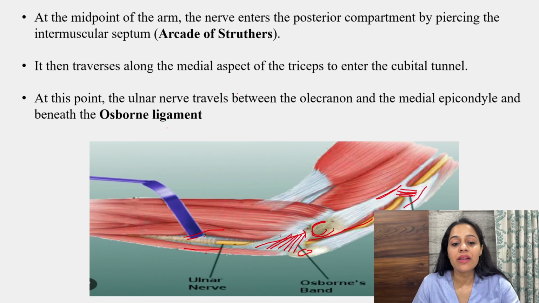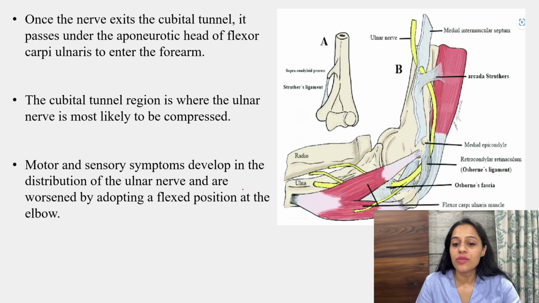And lastly, the ulnar nerve can also get compressed in between the two heads of the FCU. You can see this is Osborne's fascia, which is present between the two heads of the FCU. So our ulnar nerve is passing beneath Osborne's fascia, that is in the cubital tunnel. And this is the arcade of Struthers, as I explained before, present between the triceps and the medial intermuscular septum.